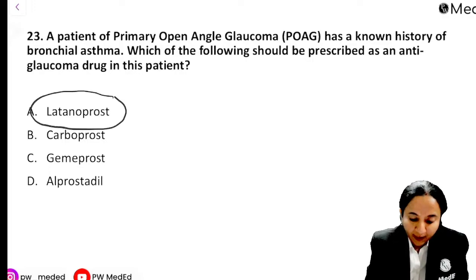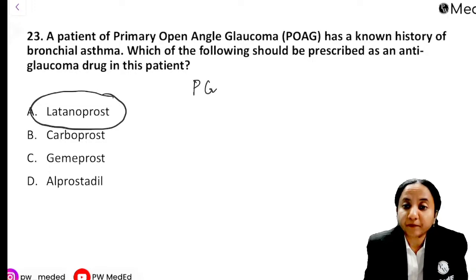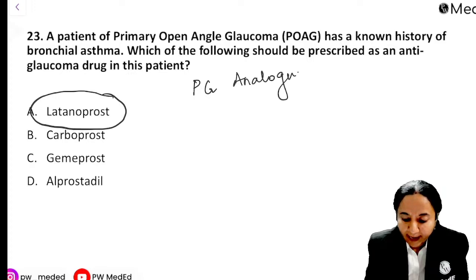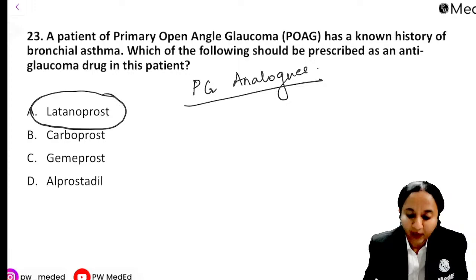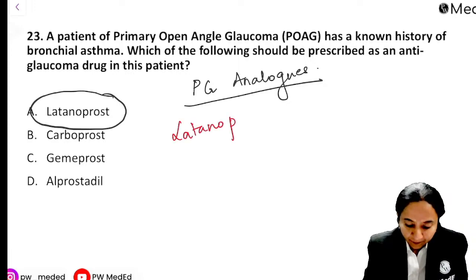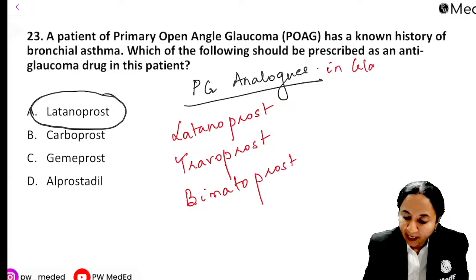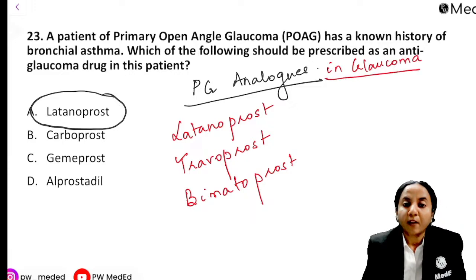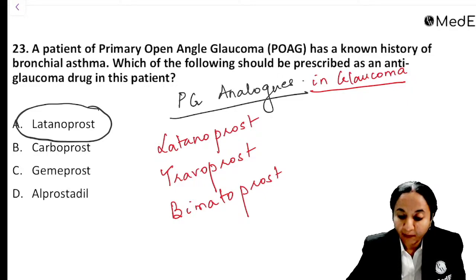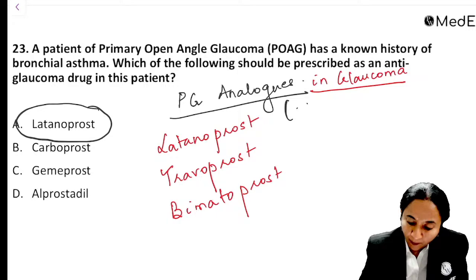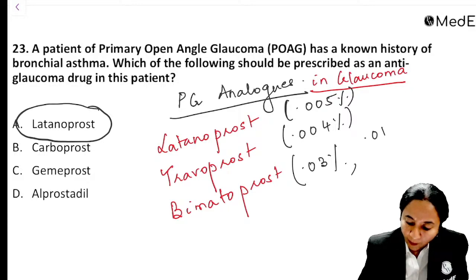This also brings us to this, that it is not enough to know that they are PG analogs. Which are the PG analogs that are used in glaucoma? Please remember the names of these three: latanoprost, travoprost and bimatoprost. And if you can, please remember the percentages also. There are many PG analogs, but not all of them are used in anti-glaucoma therapy. Latanoprost is 0.005%, travoprost 0.004%, and bimatoprost is 0.03%. It is also available as 0.01%.